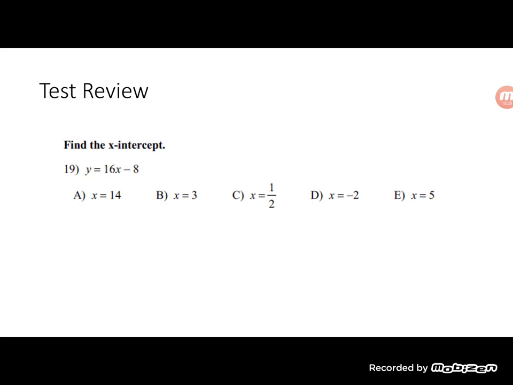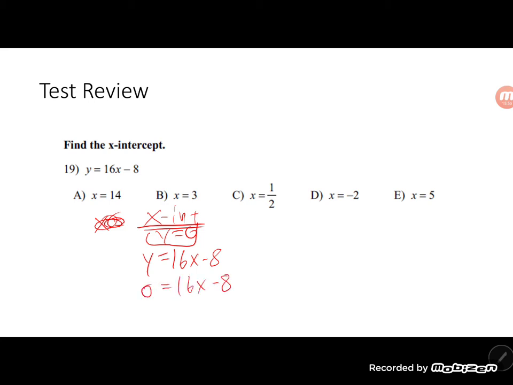Okay, this one we are looking for an x-intercept this time. So remember, x-intercept is always going to mean y is equal to 0. So we're going to go ahead and write our equation. Y is equal to 16x minus 8. And I'm going to plug in 0 for y, so 0 is equal to 16x minus 8.